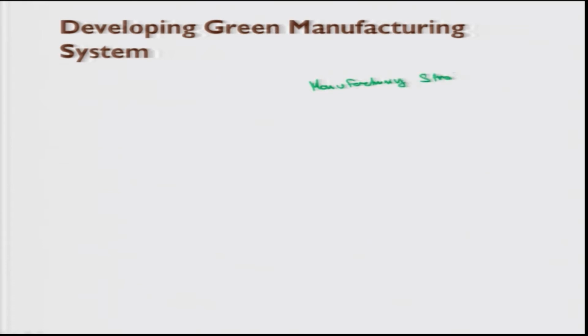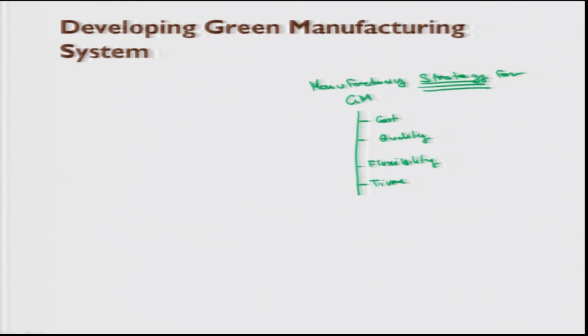manufacturing strategy for green manufacturing, this involves cost, quality, flexibility, and time is also one of the constraints. So, I am talking about strategy here. This strategy involves these factors.